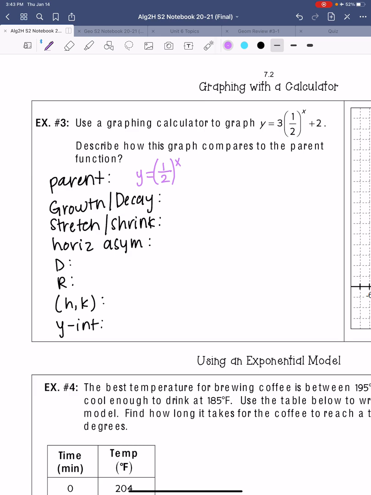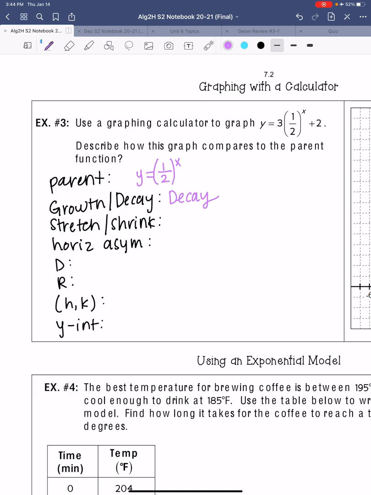Okay, is this a growth or a decay? So you check your growth or decay based off of your base. If your base is a number greater than 1, then it's a growth. So if you had 2, 3, 4, 5, 6. It's a decay if it's between 0 and 1. So if you have a half, a third, 2/5, it's all less than 1, then that is going to be the decay. So since this is 1/2, this is a decay.